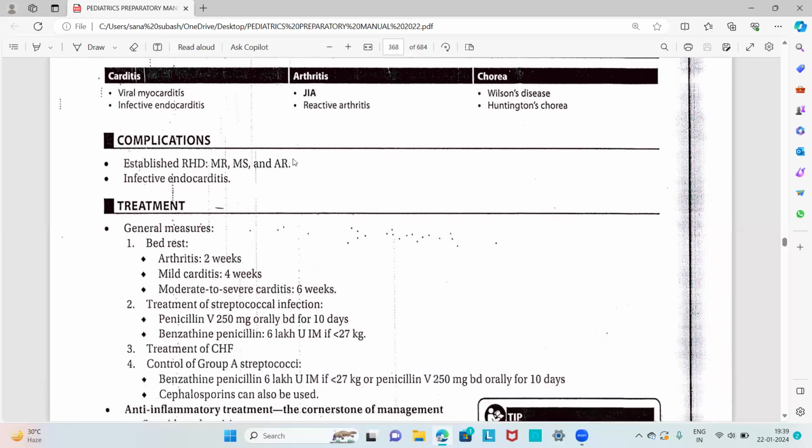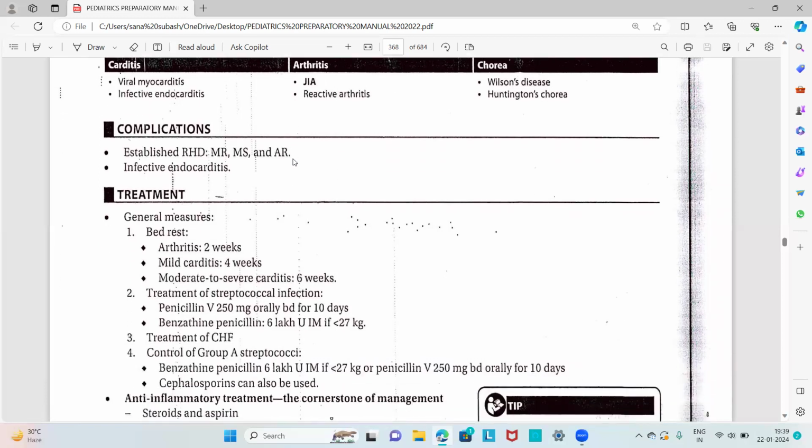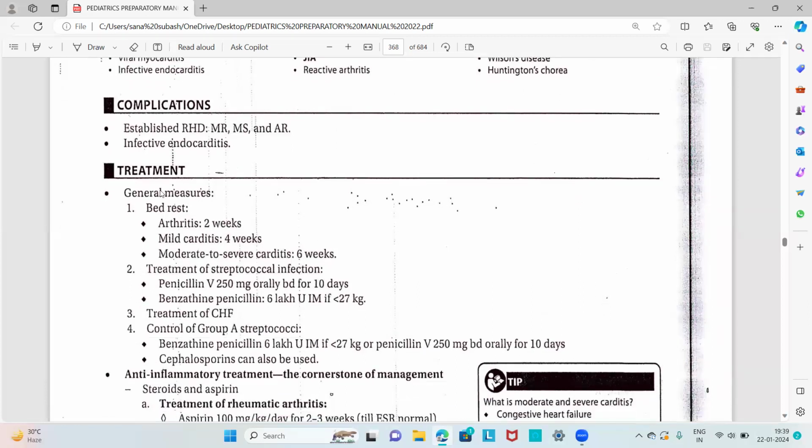And the complications of acute rheumatic fever are the established rheumatic heart disease, that is mitral regurgitation, mitral stenosis, and aortic regurgitation, and also infective endocarditis as a complication. These are the complications of acute rheumatic fever.